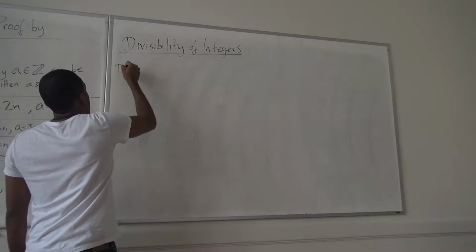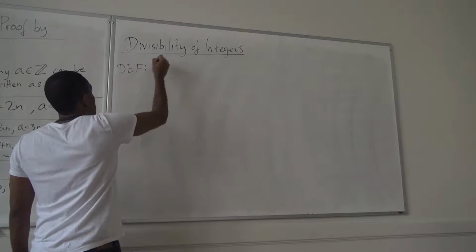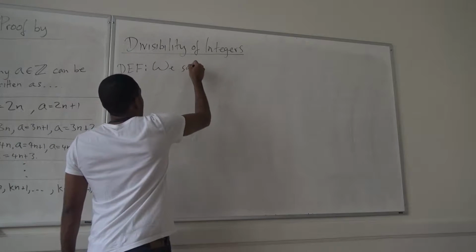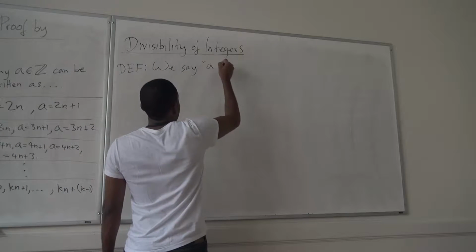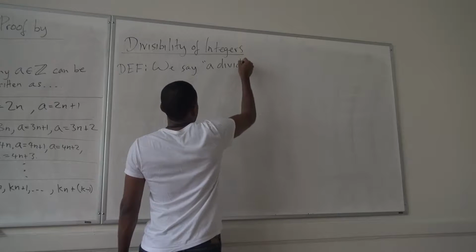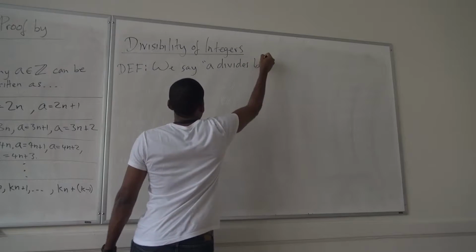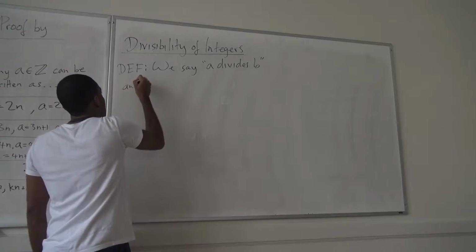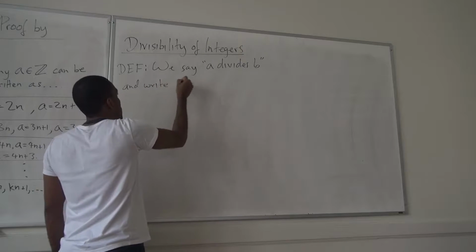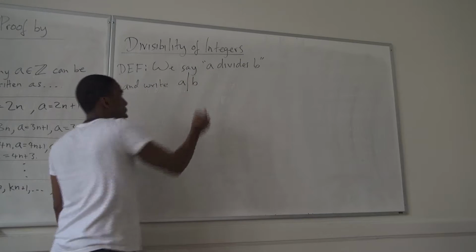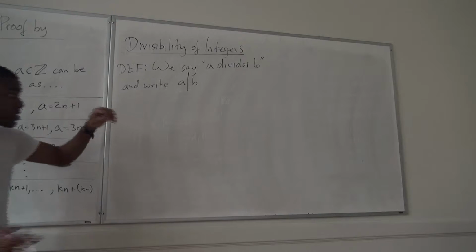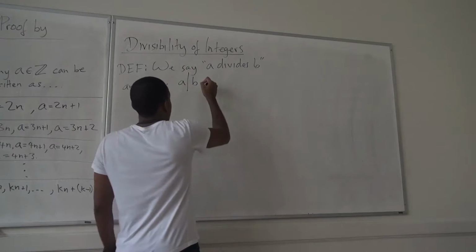First, let's introduce some notation. We say A divides B and write A, there's a straight bar down, and B, right? I actually got on the quiz what this notation means.